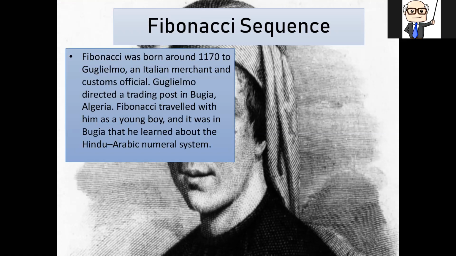So he actually was born in 1170. I don't think any one of us is born then. Okay, to this guy called Guglielmo, an Italian merchant and custom official. So Guglielmo directed a trading post in Bugia, which is in Algeria, which you have no idea where it is, right? Algeria is in where? Come, make a guess. Is it in America? Is it in Africa? Or is it in Europe?